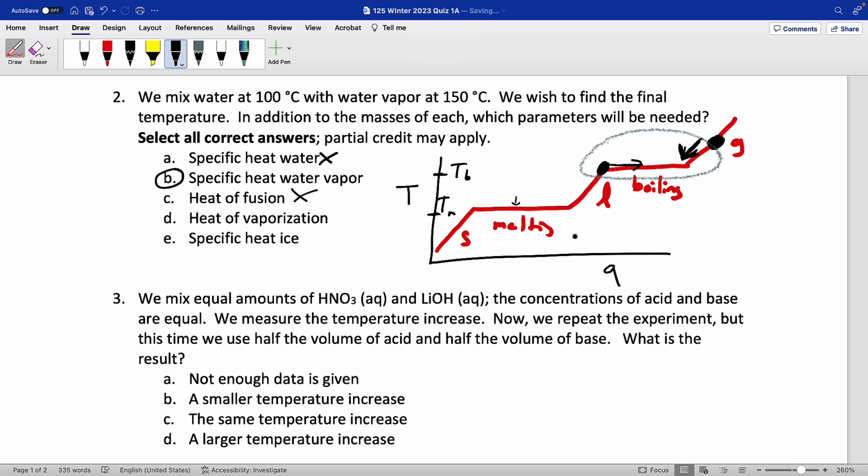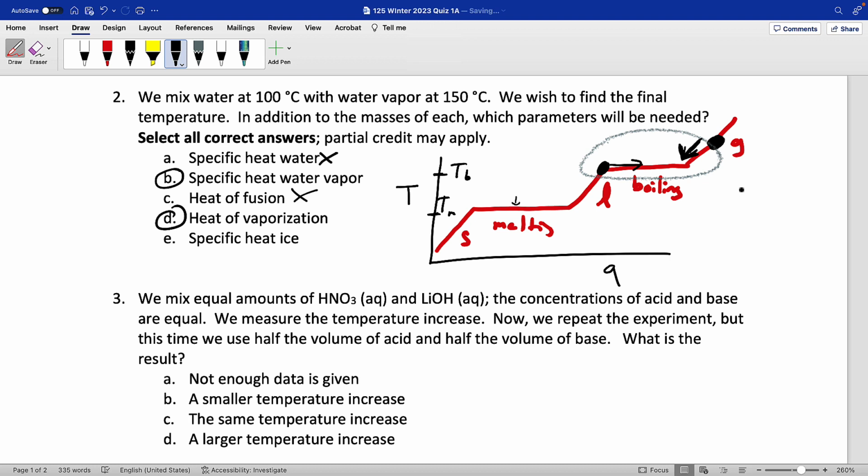These arrows moving towards each other represent the part of the system that's gaining heat and the part that's losing heat. So we can't go outside those bounds. We can't end up higher than 150 or lower than 100, because one's going to lose heat, one's going to gain heat, and they're going to move towards each other. What about the heat of vaporization? Well, notice if we put any heat at all into water at 100, it's going to boil. So we do need the heat of vaporization.